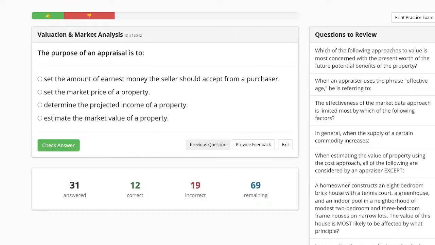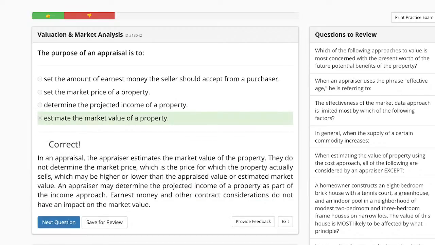The purpose of an appraisal is to: A, set the amount of earnest money the seller should accept from a purchaser. B, set the market price of a property. C, determine the projected income of a property. Or D, estimate the market value of a property. And the answer is D, it's an estimate.